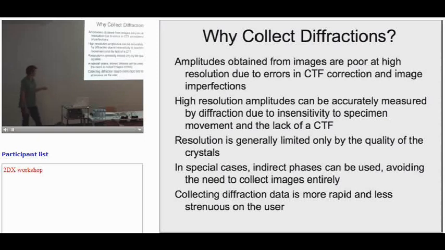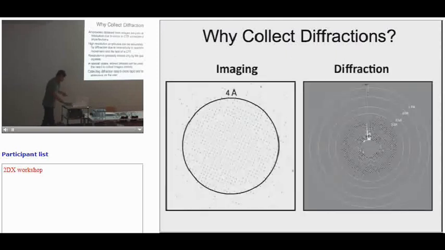And one really nice thing that you can do with diffraction is that if you have a special case where you have a previous set of phases, you don't need to collect images at all. You can just merely collect diffraction, which is much easier to collect, and solve your structure using indirect methods such as molecular replacement. Rather than spending years to collect data, you can do it in maybe a year or two and have your whole data set, which you can then calculate the structure with.